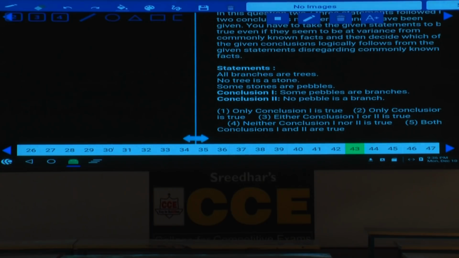Then 43 onwards, it comes under syllogisms. All branches are trees can be written as all these branches. All branches are what? All branches are trees.